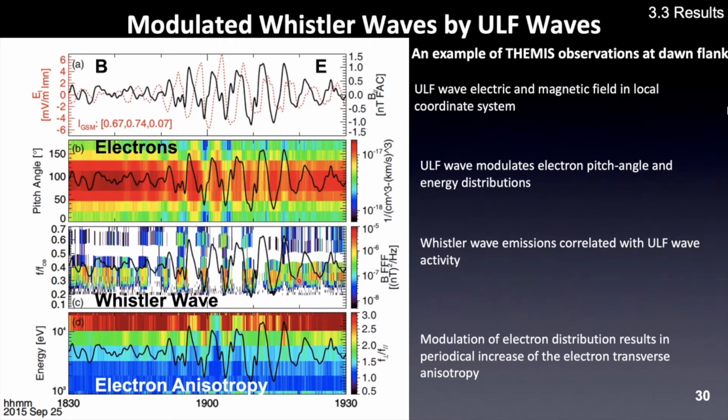Our working hypothesis is that the ULF waves modulate the electron distribution, and this kind of variation in the anisotropy works as a potential source to generate these Whistler waves. That's our working hypothesis. Let's look at the model result.